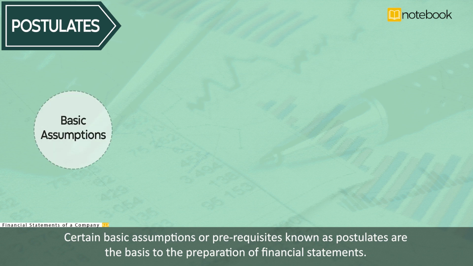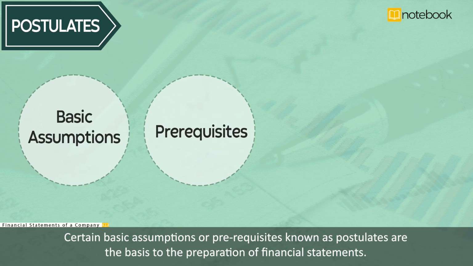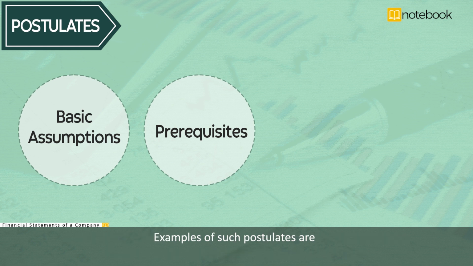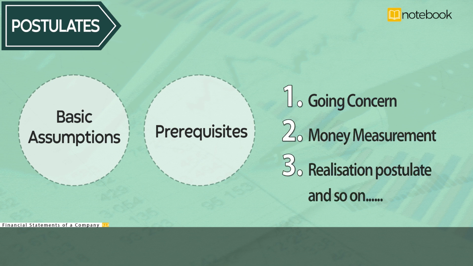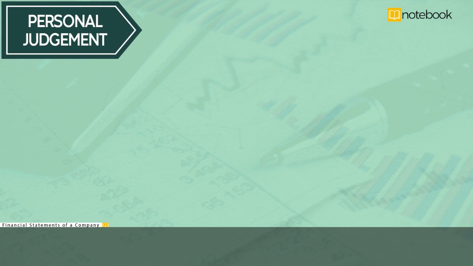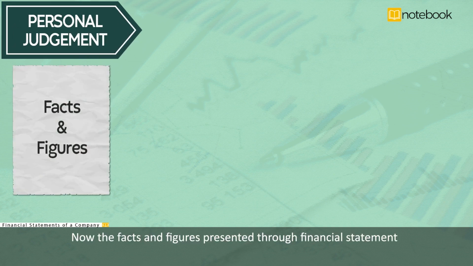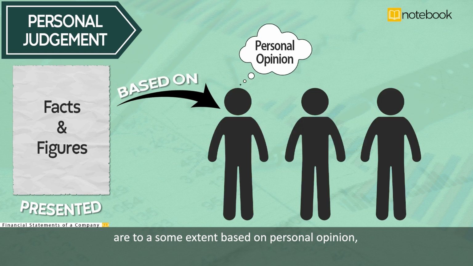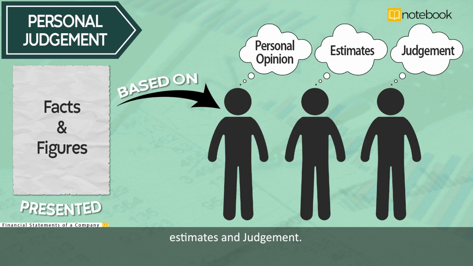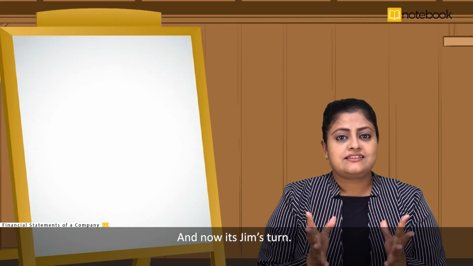Postulates. Certain basic assumptions or prerequisites known as postulates are the basis to the preparation of financial statements. Examples of such postulates are going concern postulate, money measurement postulate, realization postulate. Personal judgment. Now, the facts and figures presented through financial statements are to some extent based on personal opinion, estimates, and judgment.